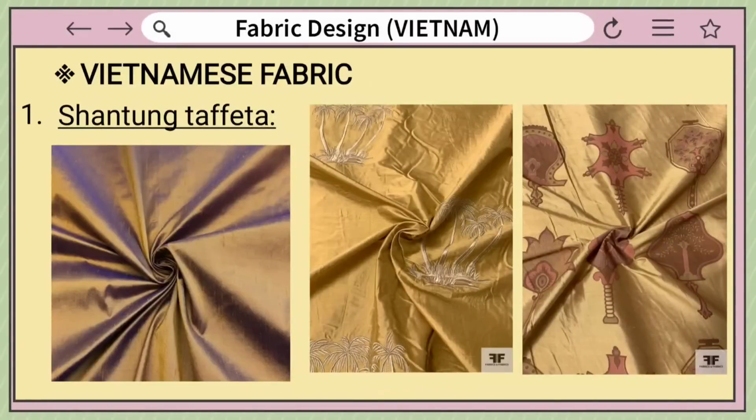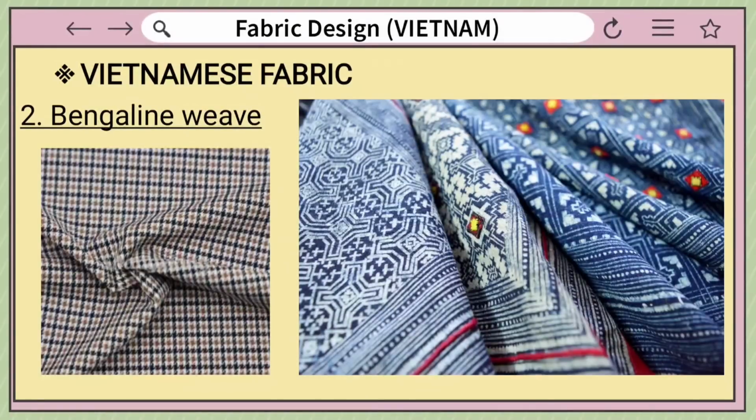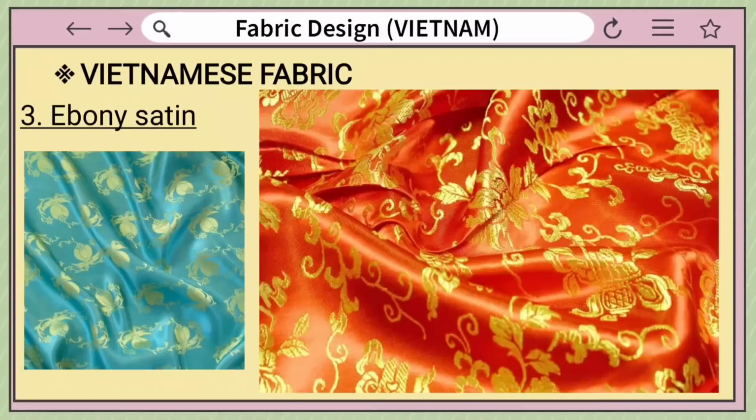This is an example of a Shantung Taffeta fabric. This one is an example of a Bengalin weave. Lastly, this is an example of an ebony satin.